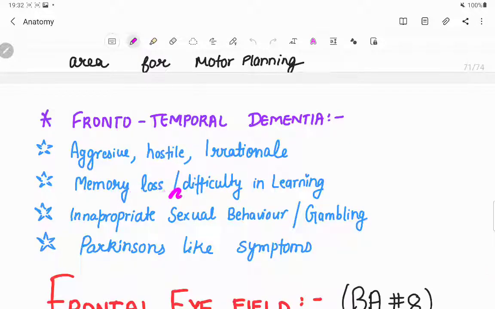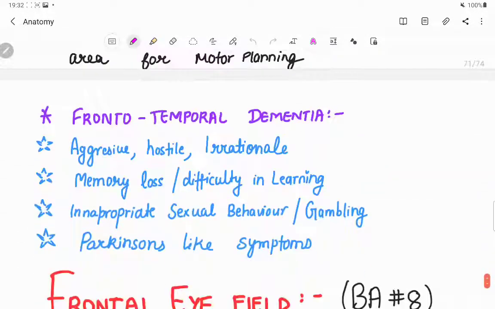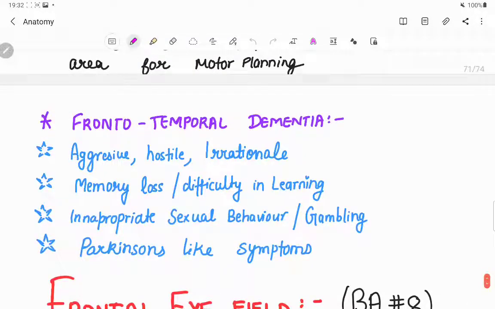He has memory loss and difficulty in learning because of the damage, because he is not able to perform all these basic important functions. Then he or she can also show inappropriate sexual behavior, or can be involved in gambling, and can have Parkinson's syndrome-like symptoms.